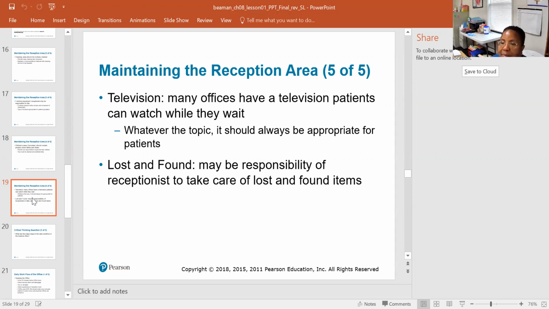Lost and found may be the responsibility of the receptionist, to take care of the lost and found items.